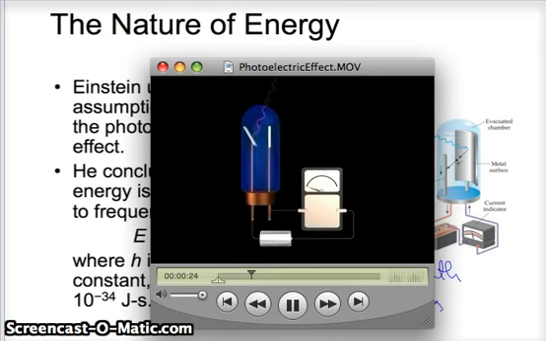When light of long wavelength impinges on the electrode... Okay, so pause real quick. The string of photons, that's Planck's quanta. That's his little packets. So this is where we start getting the term photon from as well.